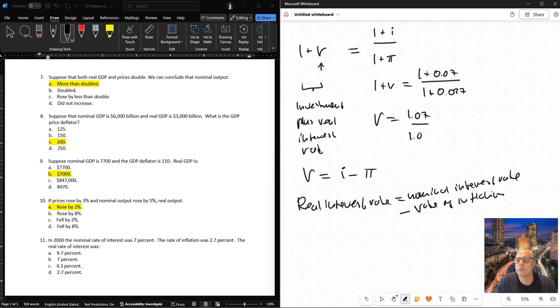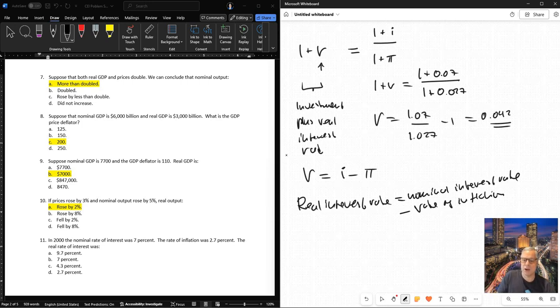So R is 1.07 over 1.027 minus 1, and that is roughly 0.042. That would be the exact real interest rate, but what we do is use an approximation. The approximation is that for small values, the real interest rate, which is the percentage change, the flow, is equal to the nominal interest rate minus the rate of inflation.